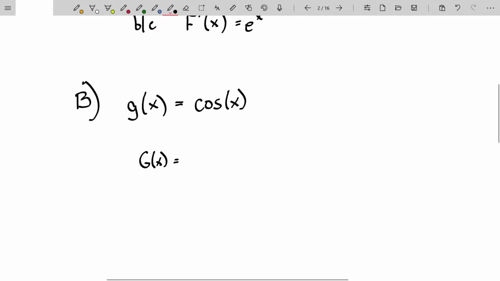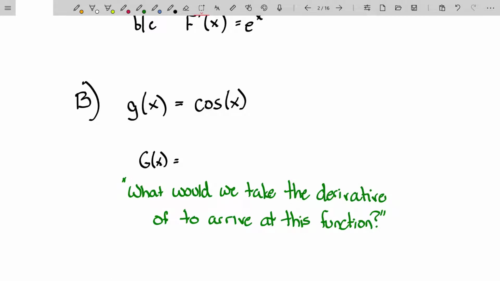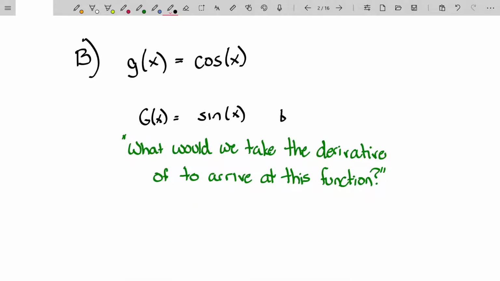And we just ask ourselves the question, what would we take the derivative of to arrive at this function cosine of x? Well, if you think sine of x, you're slightly wrong. You would actually not take the derivative of, well, actually, yes, you would take the derivative, sorry. You'd take the derivative of the sine of x to arrive at the cosine of x. I was trying to be cute there and have a negative, but never mind, don't worry about it. So you would take the derivative of the sine of x to arrive at the cosine of x. And again, that's because capital G prime of x is equal to the cosine of x.